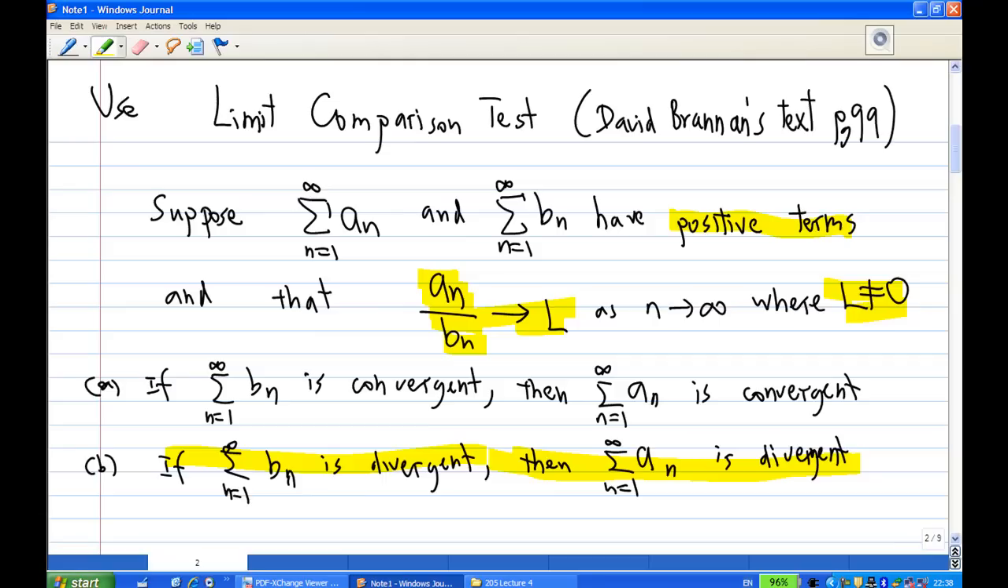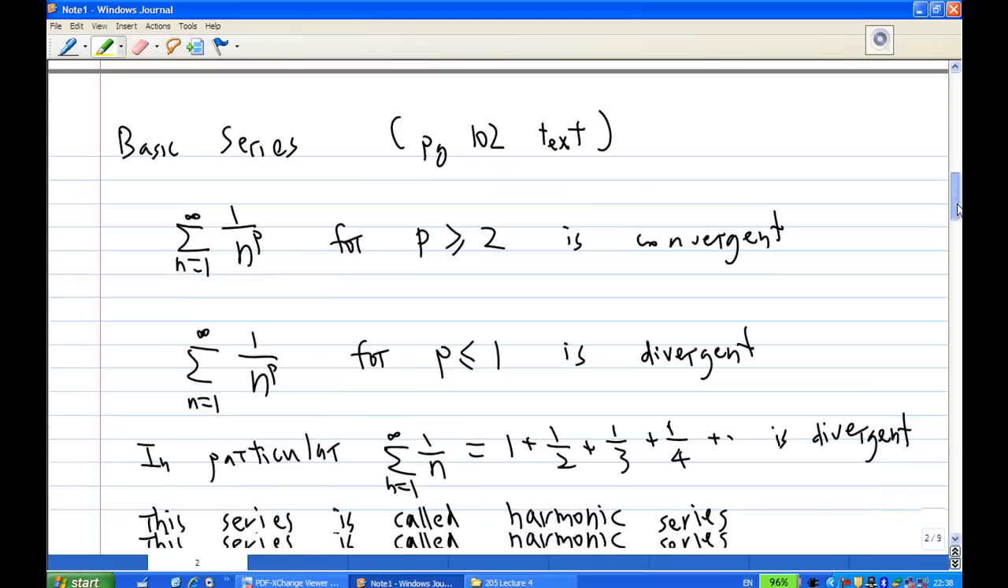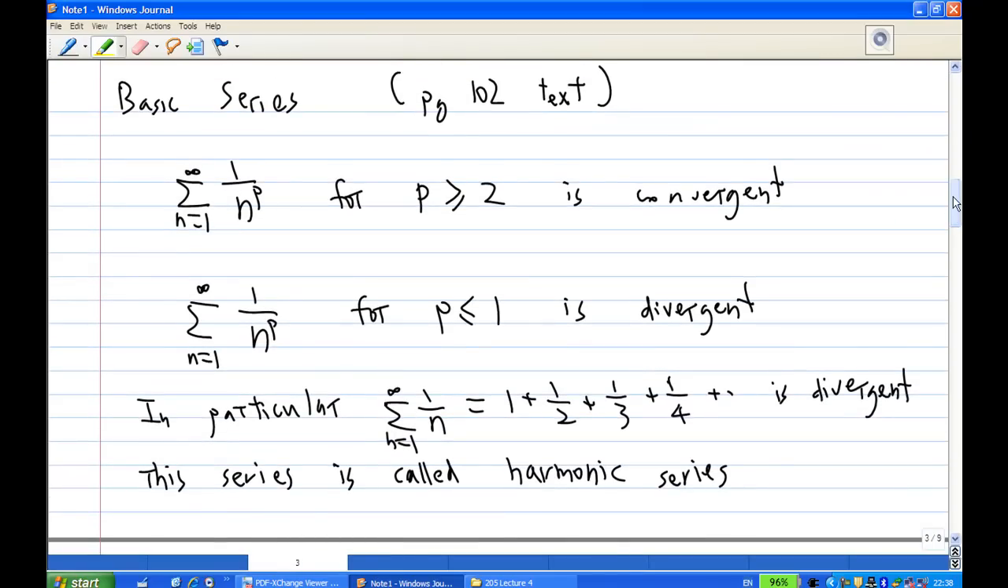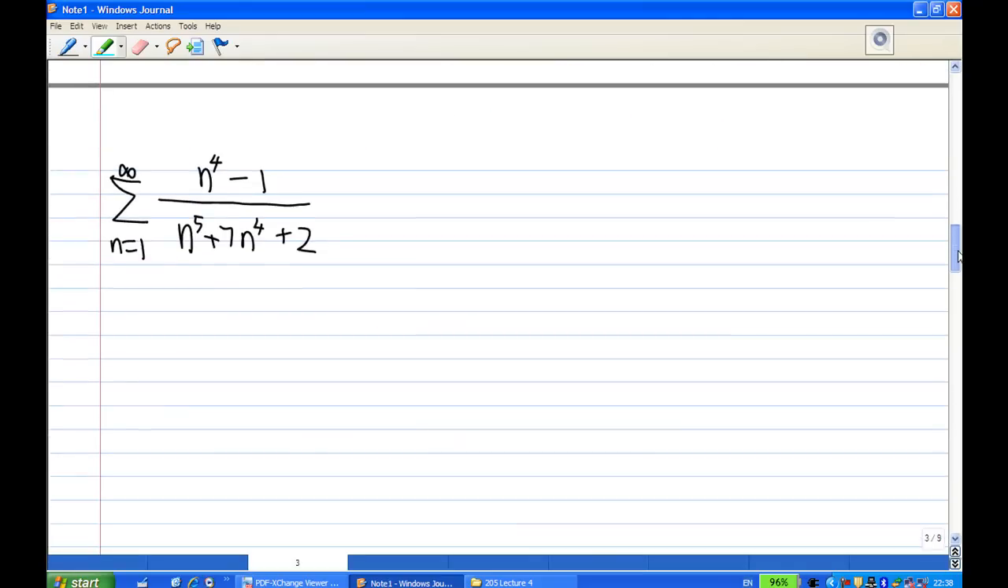Now, we also have to know a little bit about the basic series. On page 102, there are some basic series you want to take note of in particular. The summation of 1 over n^p, for p greater than 1, is convergent. And for p less than or equal to 1, this series is divergent. In particular, for p equal to 1, the summation of 1 over n, which is 1 plus 1/2 plus 1/3 plus 1/4 and so on, is divergent. We also have a name for this series: we call it the harmonic series. Now let's go back to the original problem.